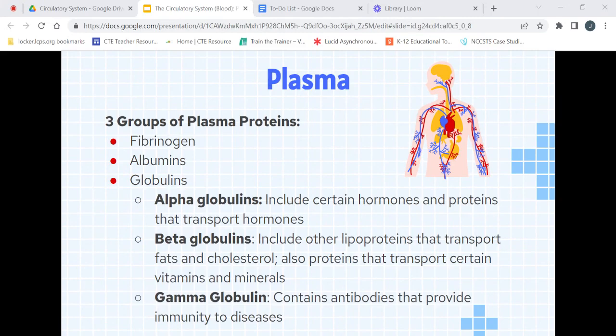Most of the plasma proteins are manufactured in the liver. There are three groups of plasma proteins: fibrinogen, albumins, and globulins. Plasma proteins, especially albumins and globulins, help regulate the distribution of fluid between plasma and interstitial fluid.